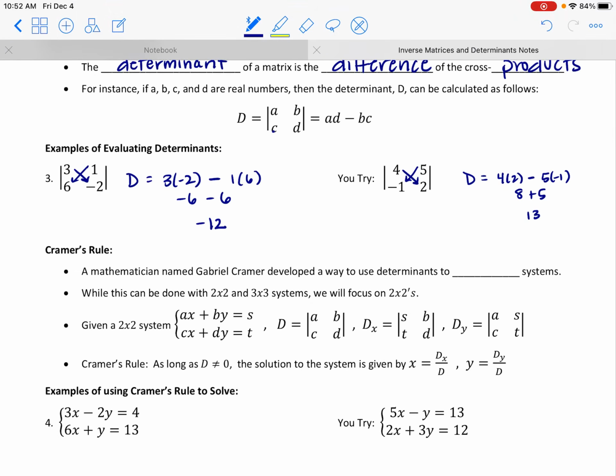Okay? So there was a mathematician named Gabriel Cramer that developed what we now call Cramer's rule, and he basically found a way to use determinants to solve systems. Again, this is another obscure way that we can use to solve a system. Now, this can be done with 2x2s, 3x3s, larger systems, but we're just looking at an introduction here. We're going to try to keep things relatively simple, so we're going to focus on 2x2s.